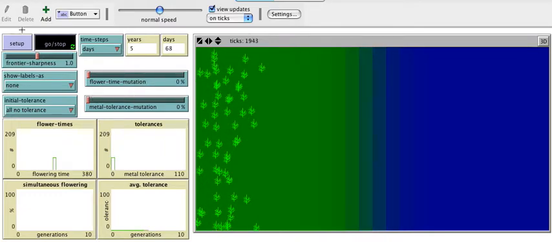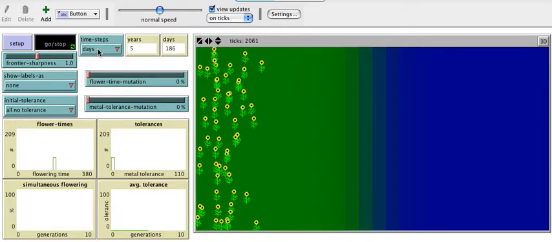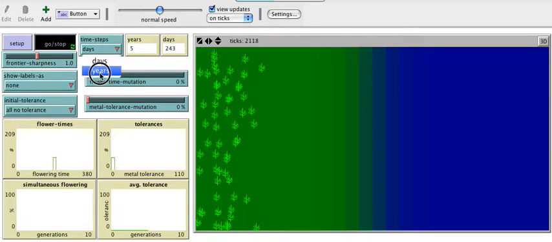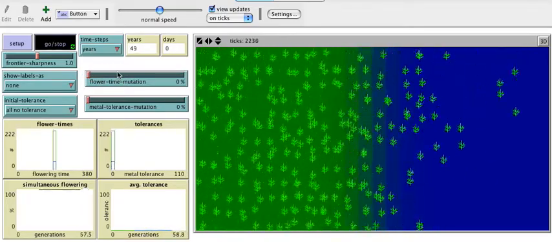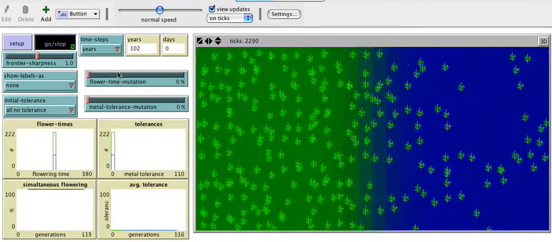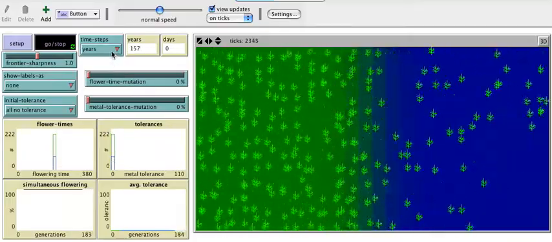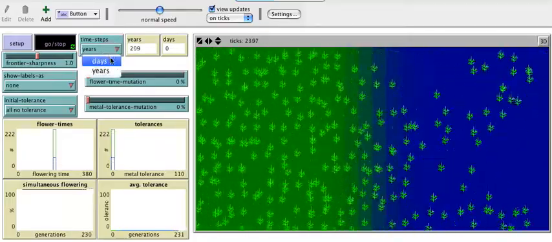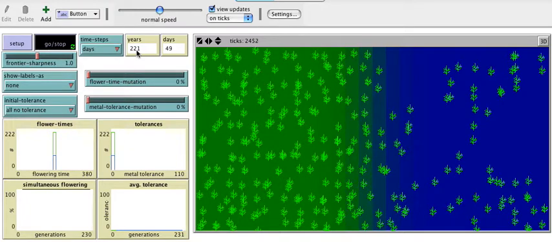Let's see what happens after many years. I'm going to speed the model up by changing the visualized time steps from days to years. The model runs much faster now. I'm going to switch it back to days. Now, after many hundreds of years, notice where there are more plants. More in the green or the blue section of the ecosystem? Obviously more in the green.